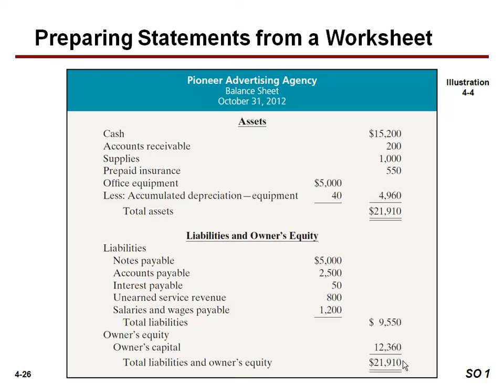Again, looking at the balance sheet we saw just previously, the owner's capital, $12,360. That's the only permanent account in the owner's equity area that remains for our financial reporting purposes. That owner's capital balance has inherited all the activity from revenue and expense accounts, less any drawing activity by the owner.